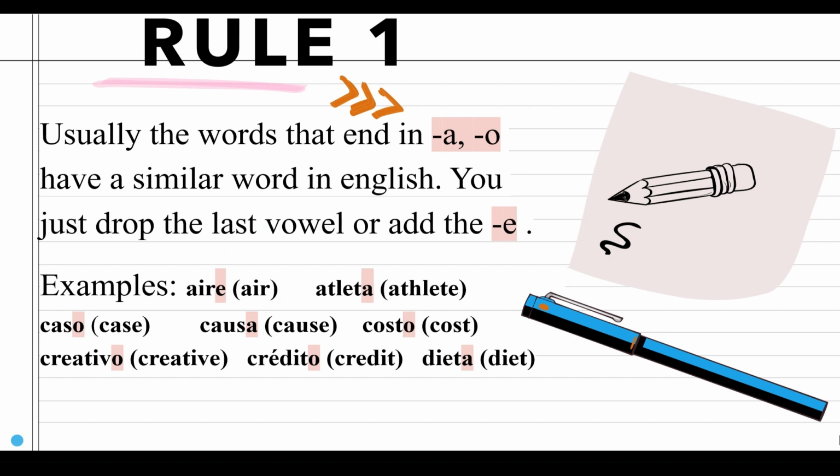Atleta. In this case, you change the E that is in English for the A, and then you eliminate the letter H. Some of the words in Spanish do not have TH as in English. Then we have the next ones: caso, case; causa, cause; costo, cost; creativo, creative; crédito, credit; dieta, diet. So as you can see, it's just the ending, the last vowel, that is dropped or changed by the E. Even though you don't know the words in Spanish, if you read them, probably you will make an inference and know what the meaning is in English.